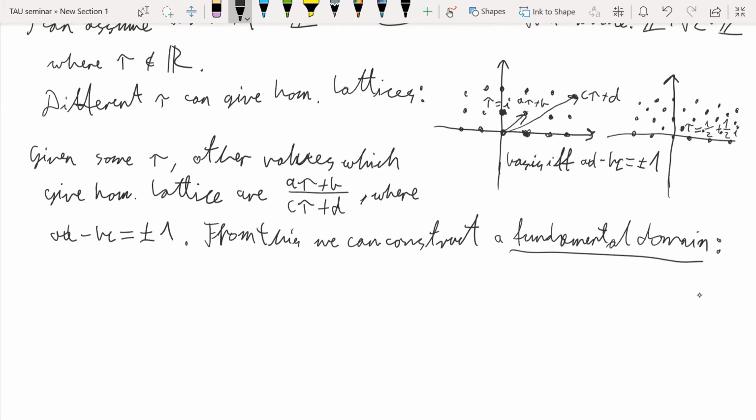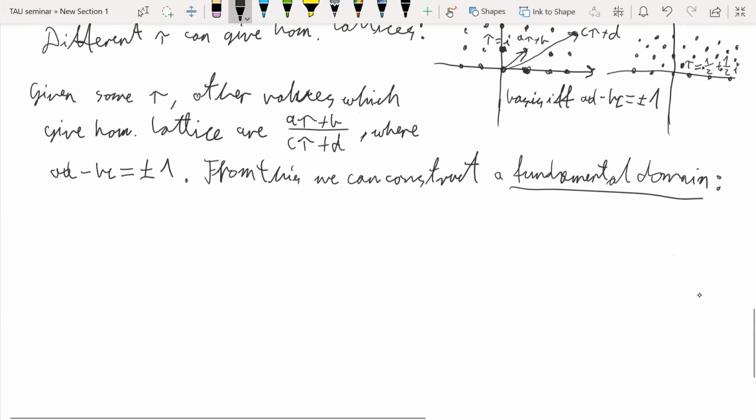And I can choose the subspace such that, except for some issues at the boundary, every orbit under replacing tau with such a fraction is going to have exactly one element. There are many possible choices for such a domain, but there is one canonical or standard choice. Okay, it's not exactly canonical, but it's a pretty standard choice in the literature. And it looks like the following.